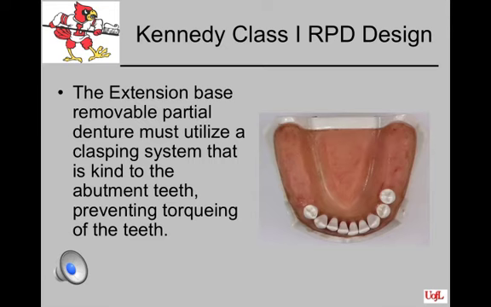On the extension base removable partial denture, be it Kennedy Class 1 or Kennedy Class 2, on the edentulous side that has no tooth posterior to it, you must utilize a clasping system that is kind to the abutment tooth and that prevents torquing of that tooth over time.